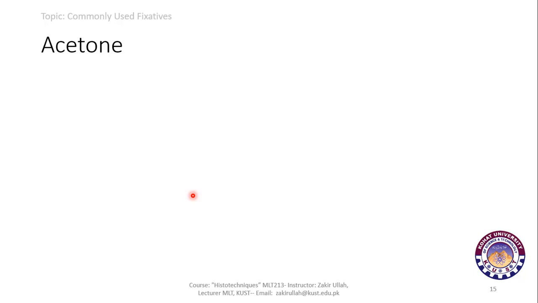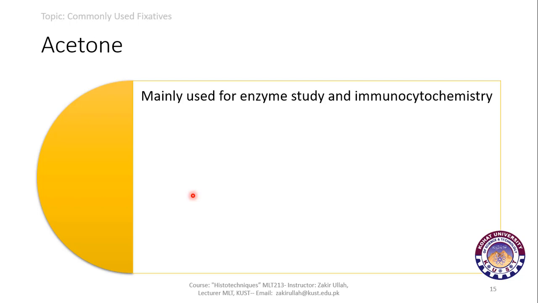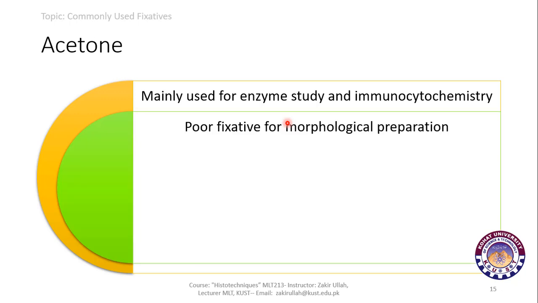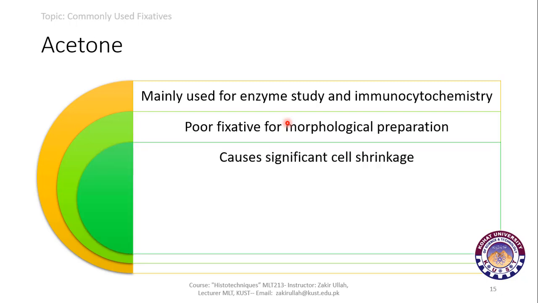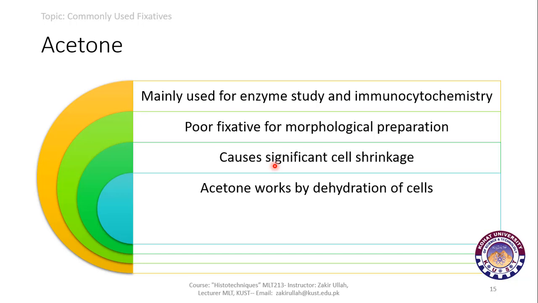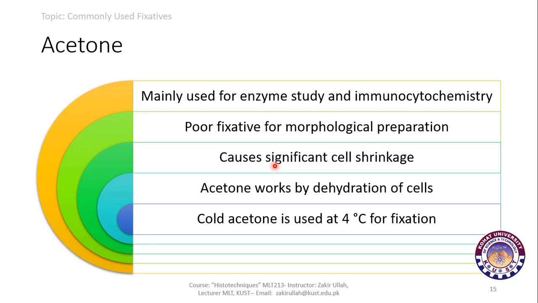Acetone is the next commonly used fixative, and it is mostly used for enzyme studies and immunohistochemistry. It is a poor fixative for morphological preparation, and acetone causes a significant amount of cell shrinkage. Acetone also works by the dehydration of the cells, and cold acetone is normally used at 4 degrees centigrade for the process of tissue fixation.